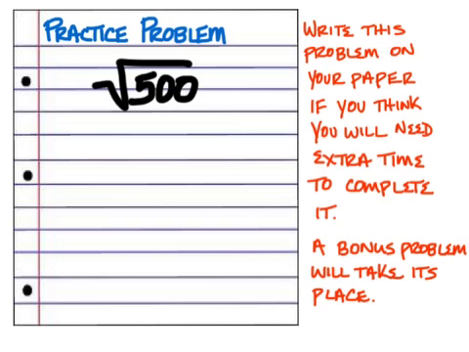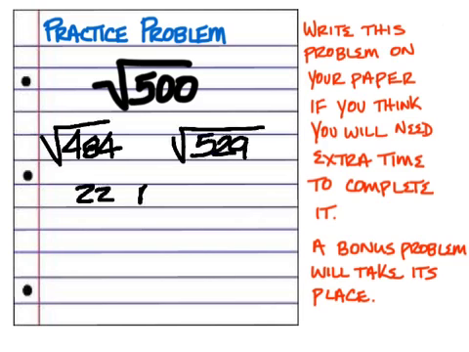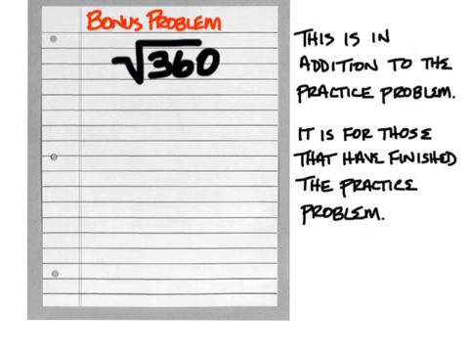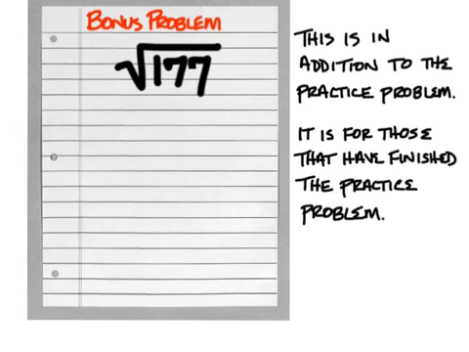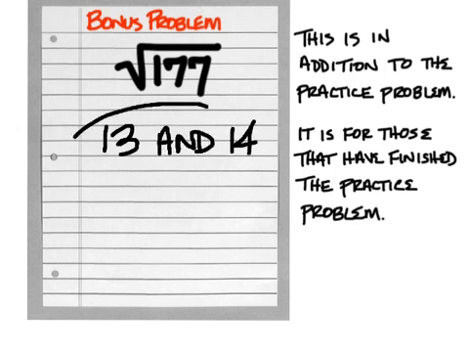Bring this up and drop it off. 500 falls between 484 and 529. The square root of each of those is 22 and 23. A bonus problem. Everybody had the answer to this, which is 18 and 19. Bonus number 2. Everyone had this, which is 13 and 14.